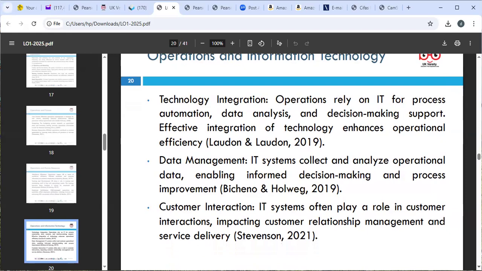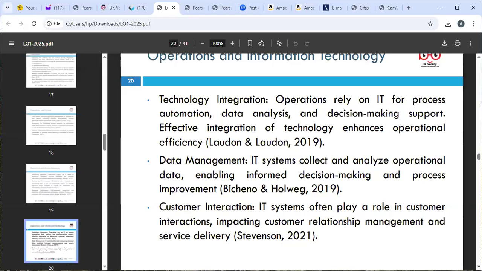Data management. IT systems collect and analyze operational data, enabling informed decision making and process improvement, Beshona and Hall 2019. Very key. Data analysis: you should be able to have data every now and then. How the product was faring last year and how it's faring this year. What are your projections for the future? You need to have data to back it.